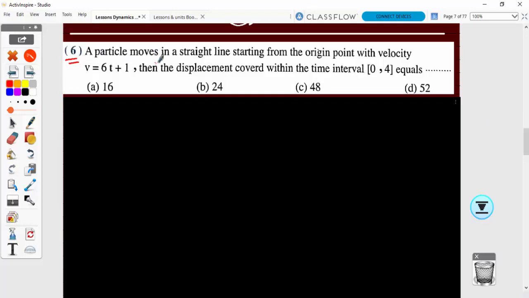A particle moves in a straight line starting from the origin point. What does that mean? x naught equals 0. Okay, with velocity v equals 6t plus 1. Then the displacement covered within the time interval 0 to 4 equals what? The required here is to calculate the displacement. Of course, there is a difference between displacement and distance.